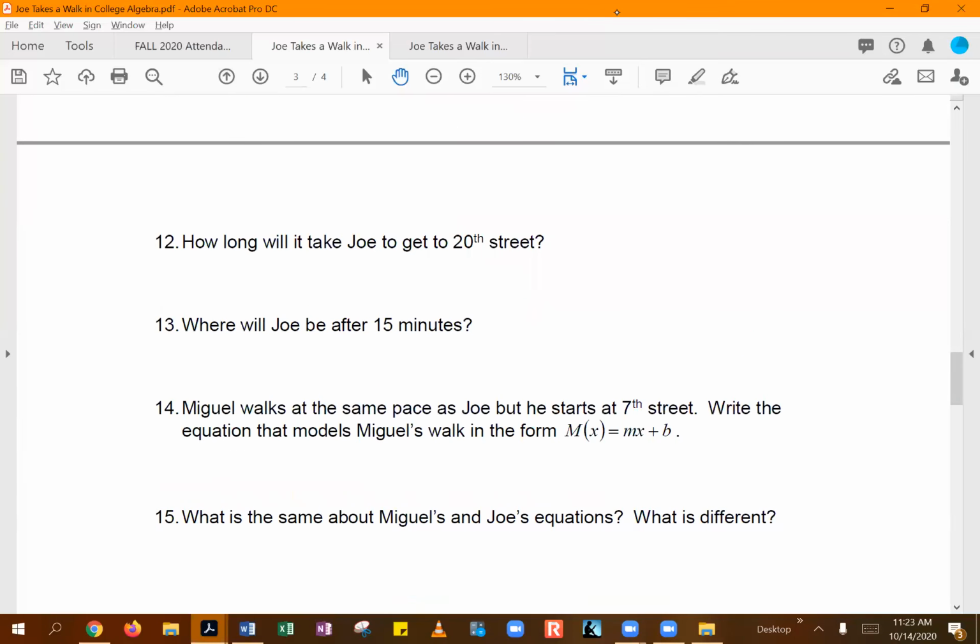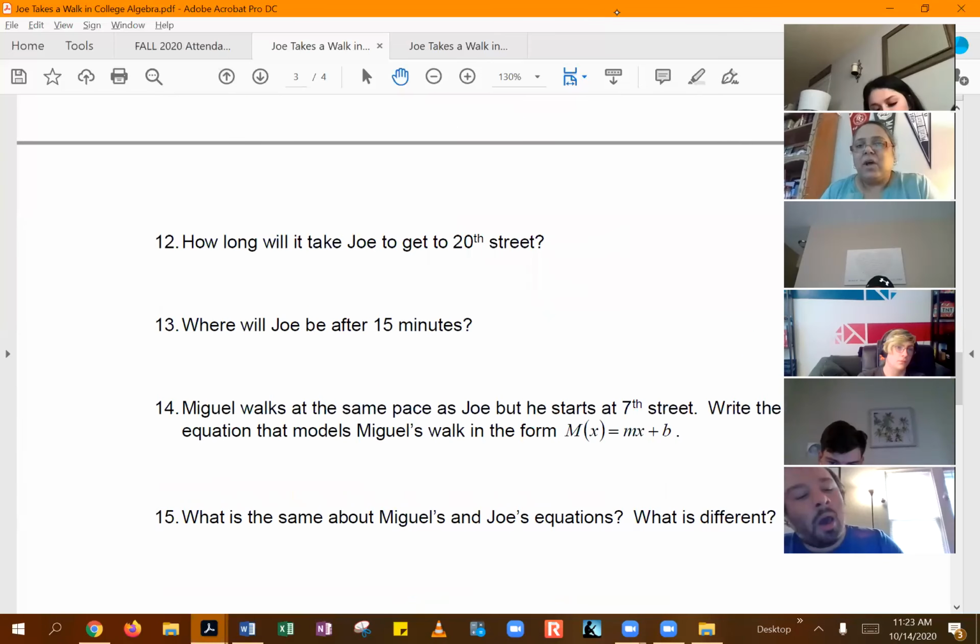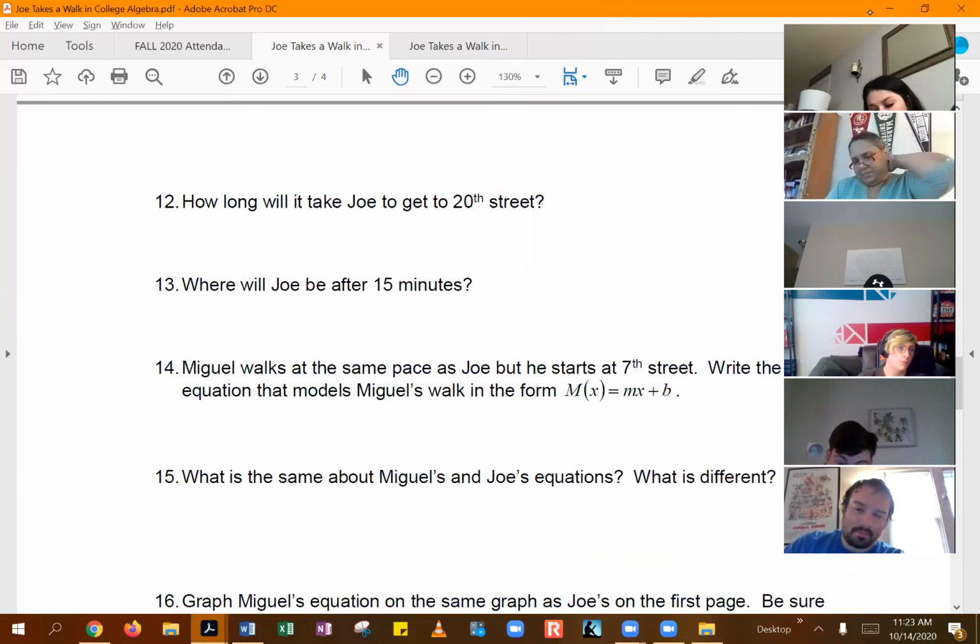Okay, so now working in the other direction. Now, how long will it take him to get to the 20th street? So now how would you calculate that? I would say 20 equals mx plus b. Very nice. Yeah, so you're actually given the y value and you're working backwards to find the x. Very nice. So what do we think that will come out to be?